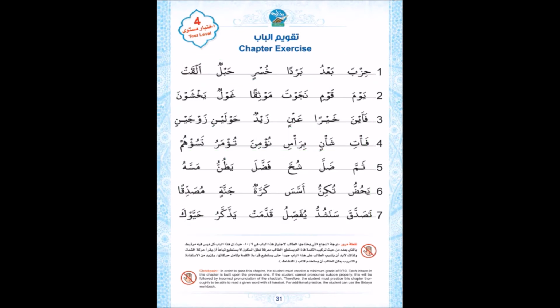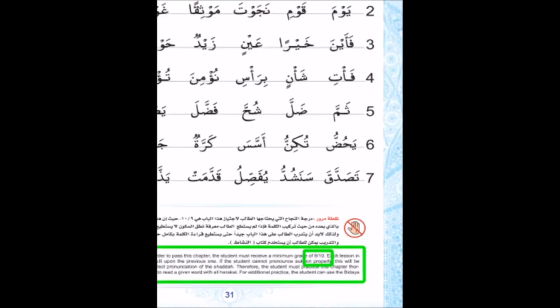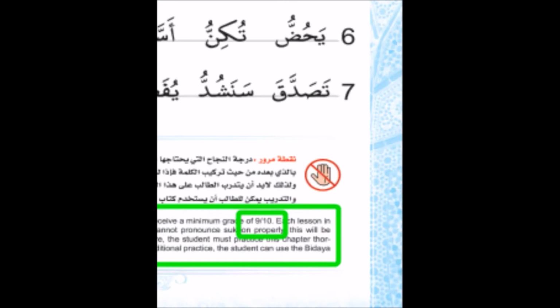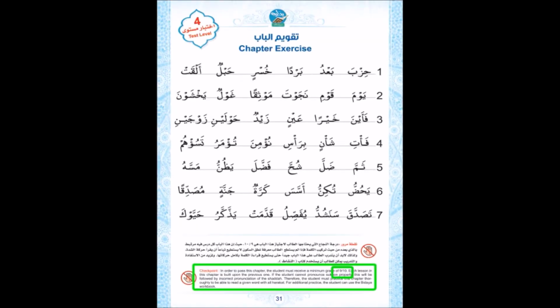So the first thing we should pay attention to in these chapter assessments is always the checkpoint and the minimum grade that the student must attain in order to pass this lesson. For this lesson, it's 9 out of 10, meaning the student should be able to read nearly any word presented to them, because once you've learned the rules of tanween, shadda, sukun, there's a small amount of rules that the student has not learned yet.